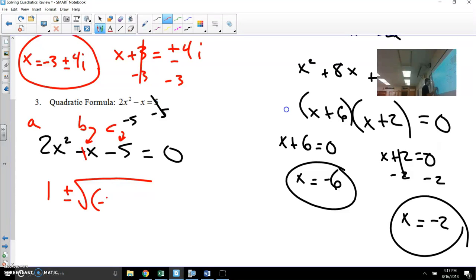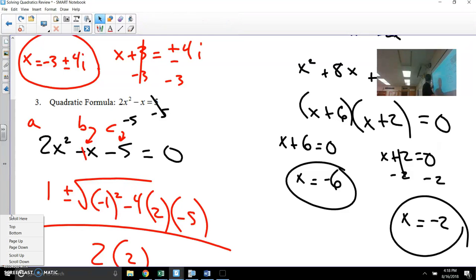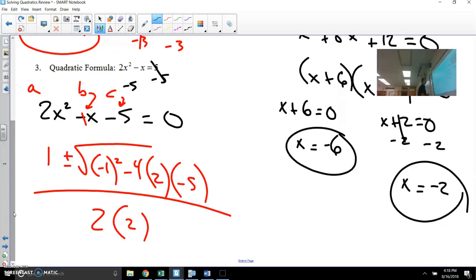Now we've got that negative 1 squared, 4 times 2 times, and this is what I just talked about, negative 5, all divided by 2a, 2 times 2. So let's get some room there. Let's calculate what we got going on inside this square root. We call that the discriminant. Hitting y'all hard with that word here.